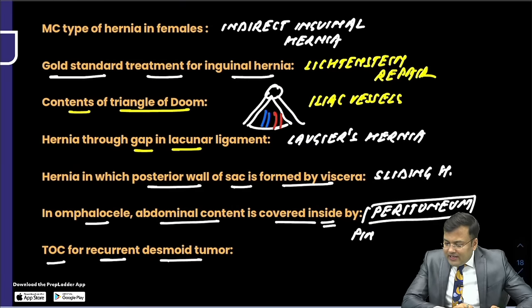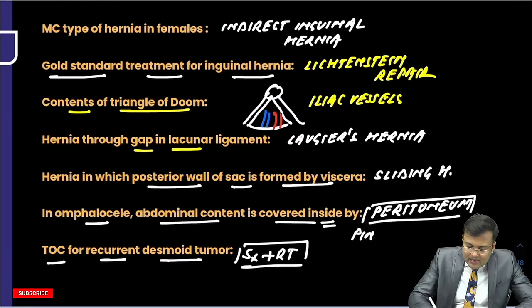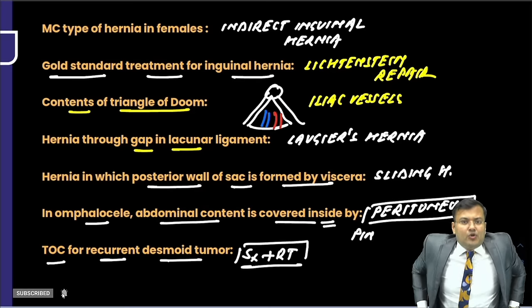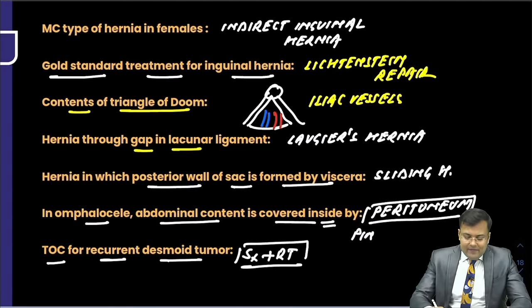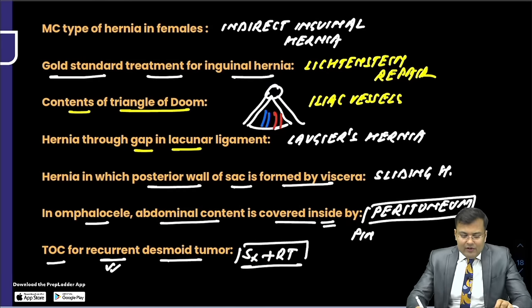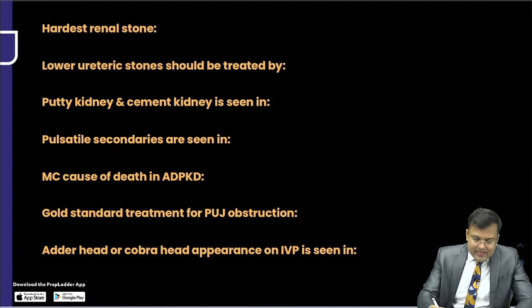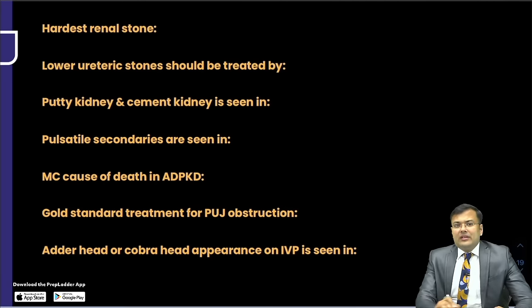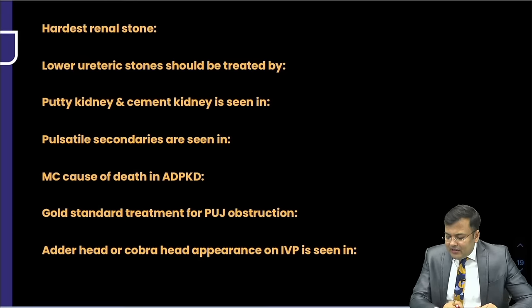Yes, surgical excision plus radiotherapy. If the question is asked, treatment of choice for desmoid tumor, it is only surgical excision, that is wide local excision. But if it is recurrent desmoid, then we go for surgery plus radiotherapy.